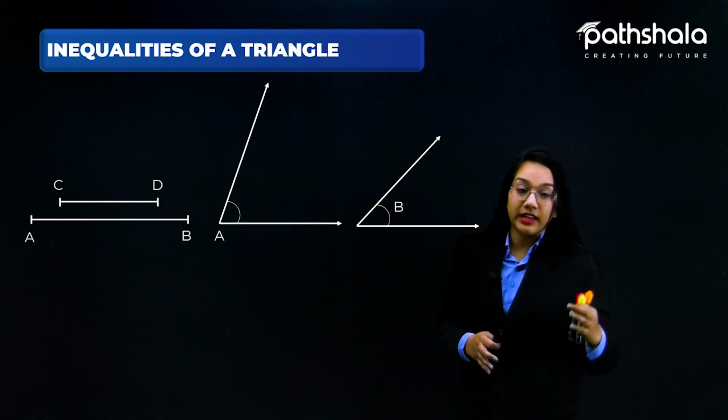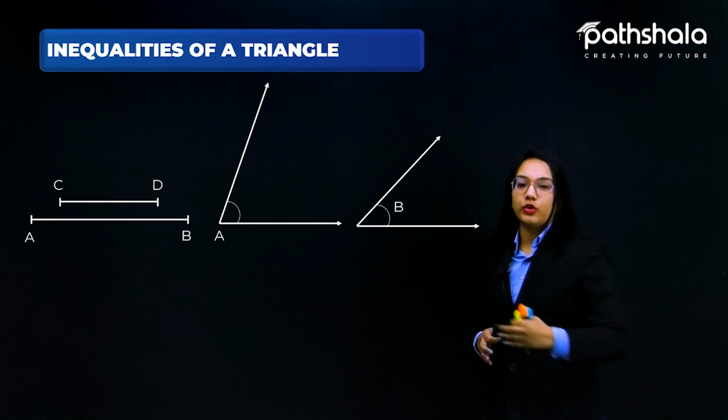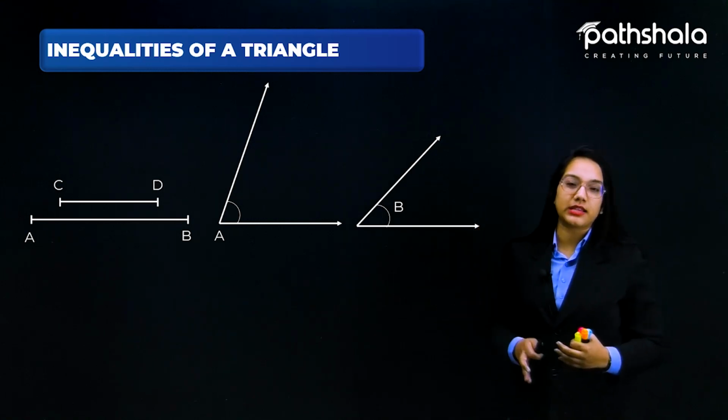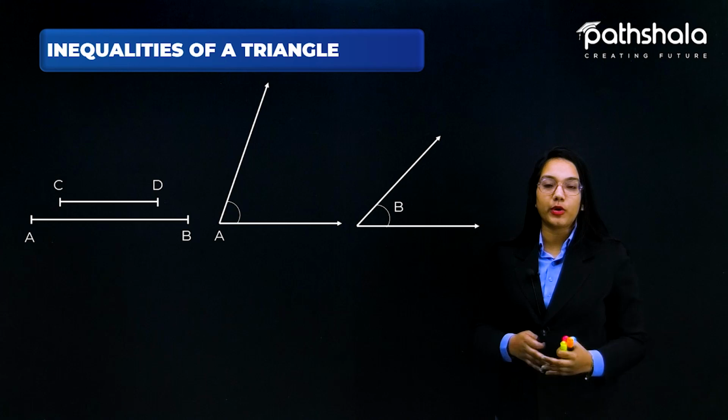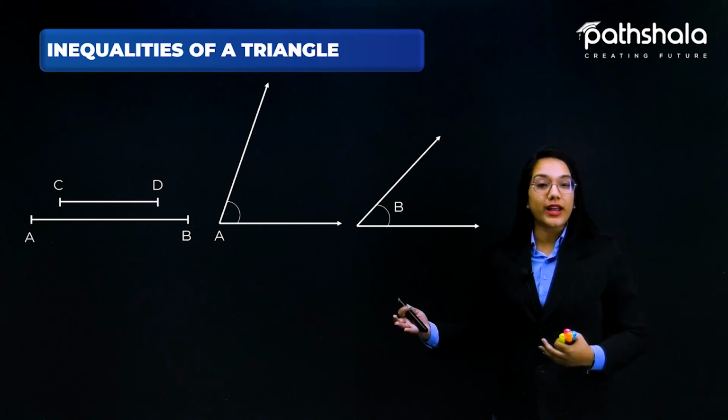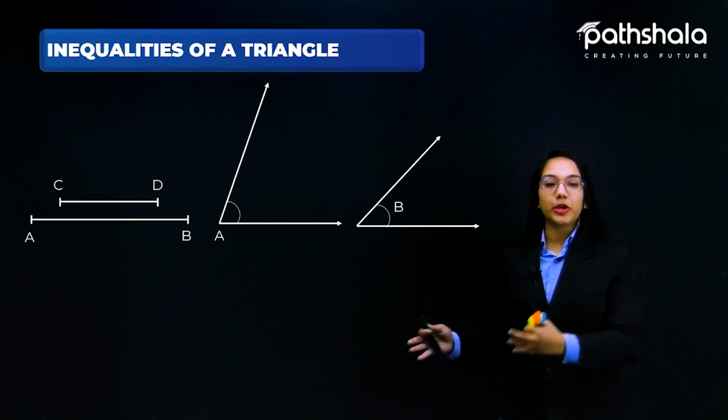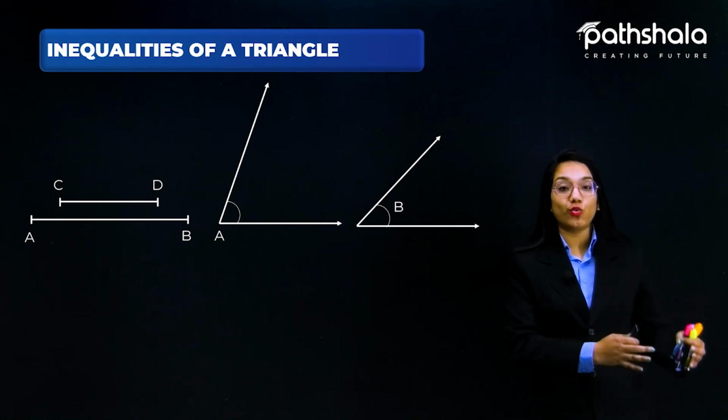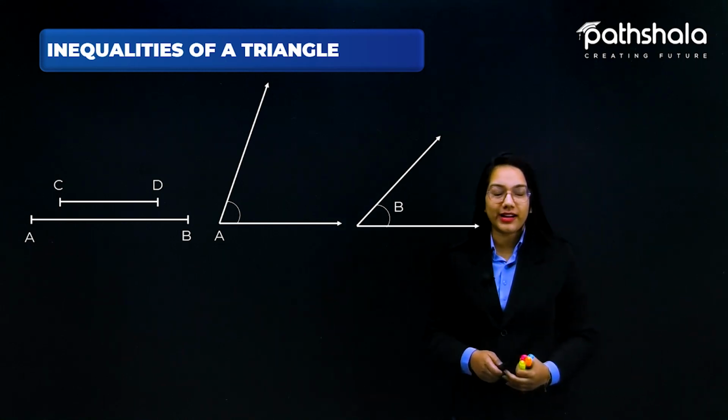Using this concept, we are now talking about the inequalities that exist in a triangle. In the same way as we talk about line segments and angles, where there is an inequality because the angles are not equal and the two line segments are not equal, I am moving on towards the inequalities of a triangle.